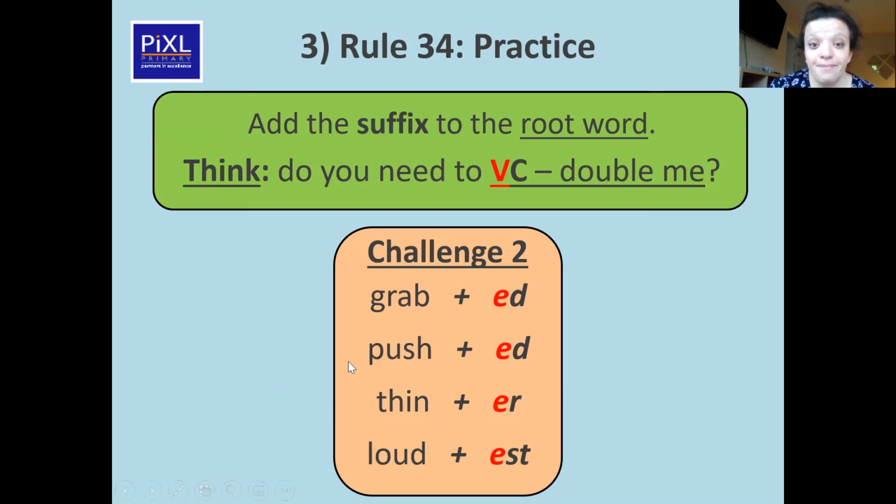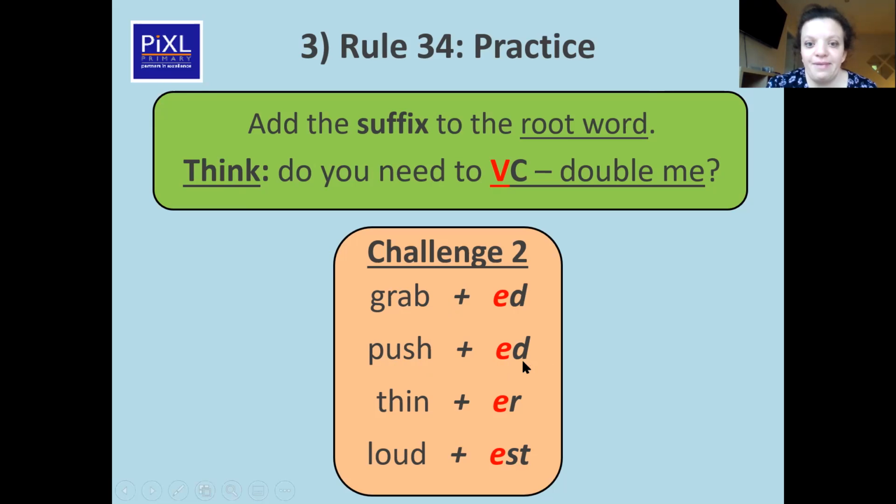Okay, well done. So grab, we've got A, and it's making the A sound, and it's only got one B after it, so we will have to double. So grab should be G-R-A-B-B-E-D. Give it a tick if you got it right. Push, so it's got our digraph U, but it has got two consonants after it, S and H, so we don't need to double anything, we just add ED.